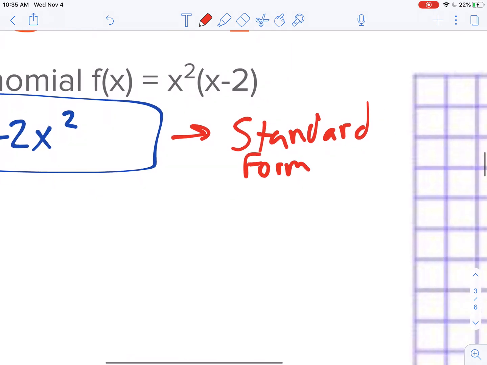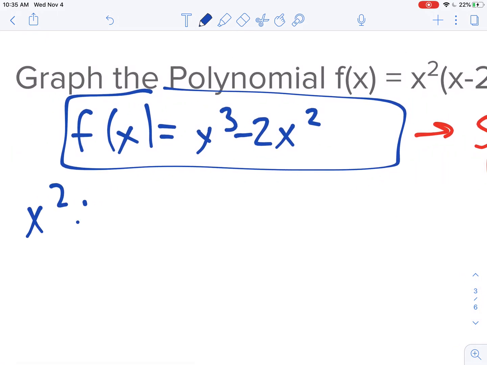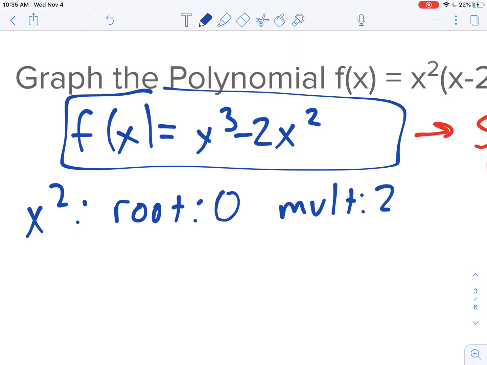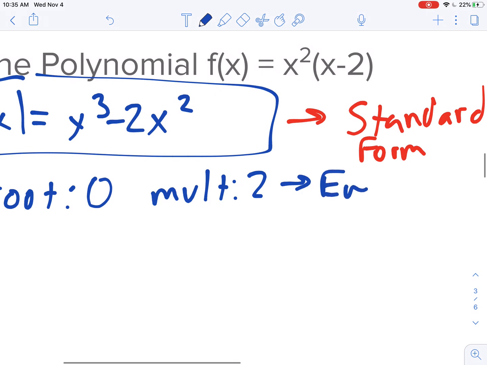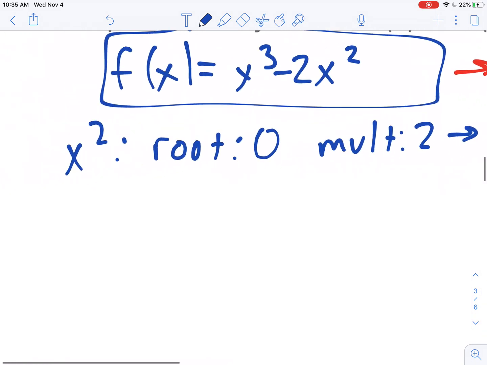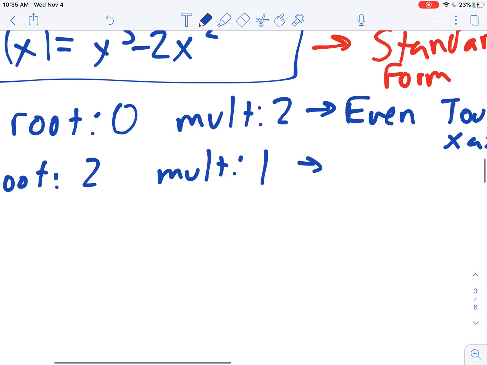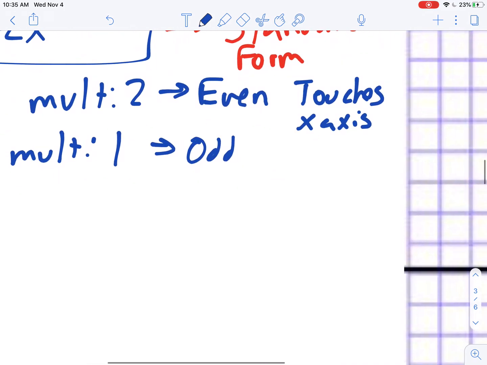Next thing that I want to look at is my roots. Almost always a good thing to look at with polynomials is your roots. I've got x squared, which means you have a root at 0 with a multiplicity of 2. This is an even multiplicity. Since it is an even multiplicity, that means it touches the x-axis. We have a root x minus 2. This root is going to be positive 2. This multiplicity is going to be 1. This is going to be an odd multiplicity, therefore it crosses the x-axis.